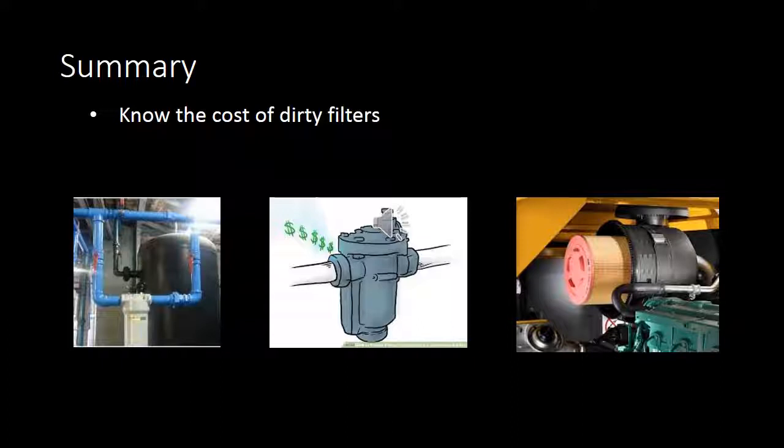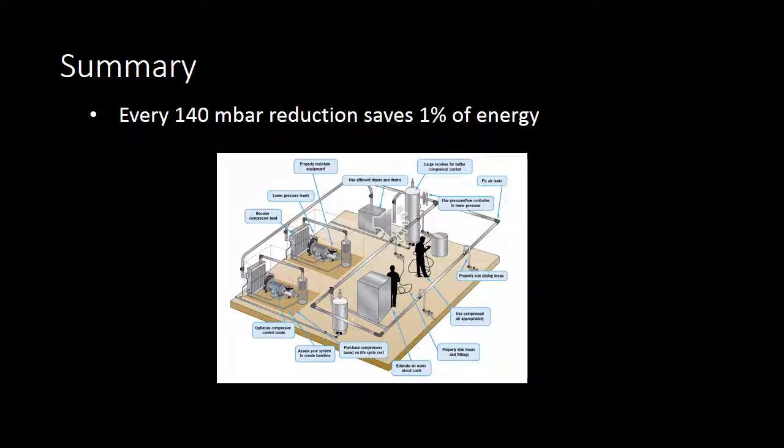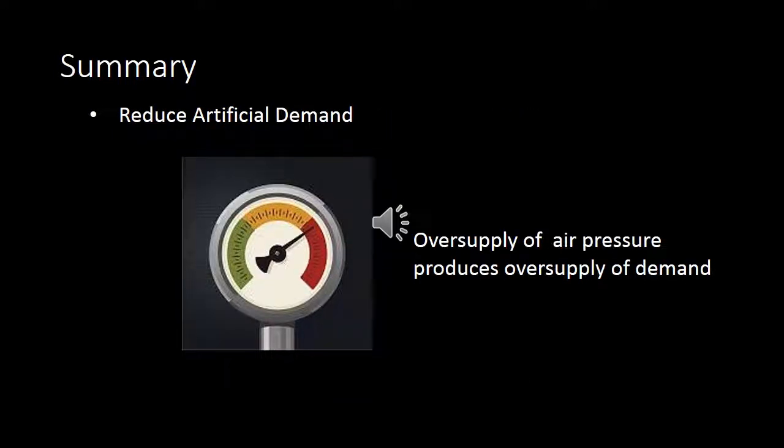New, clean filters typically cause a pressure drop that consumes 1 to 2% of compressor energy. The pressure drop should be monitored over time using differential pressure gauges installed across filters to determine the optimal time to change filters. The compressor discharge pressure should be set as low as possible while still meeting the end-use requirements. Reducing the pressure by 140 millibar saves approximately 1% of the energy consumed by the compressor. Artificial demand is excess air loss through unregulated leaks by end users as a result of supplying higher pressure than necessary for point-of-use applications.